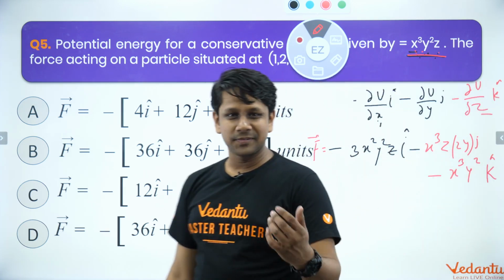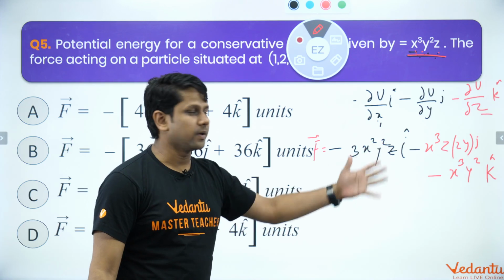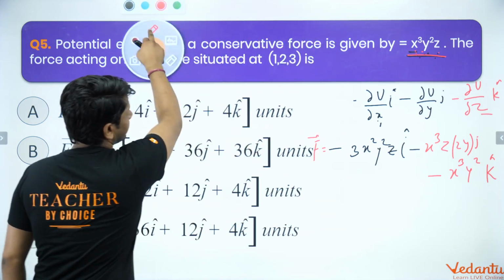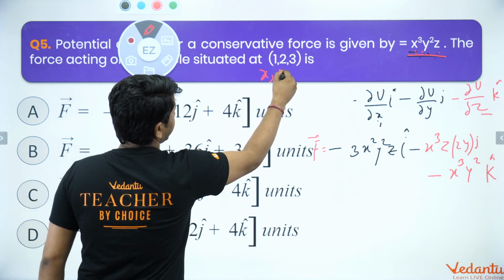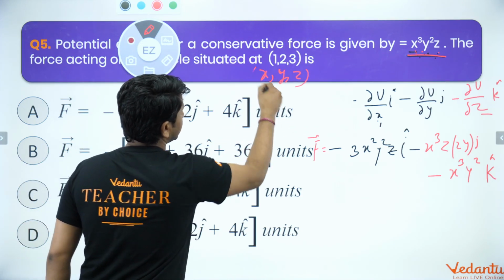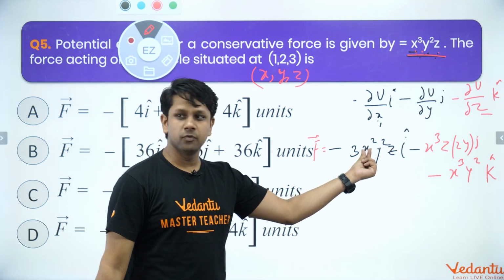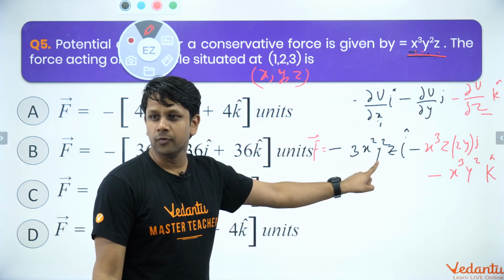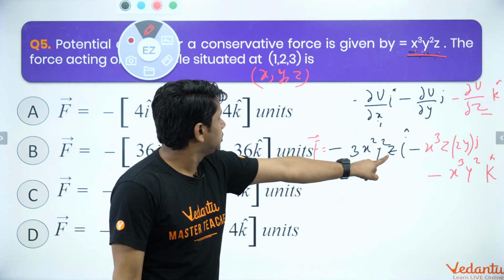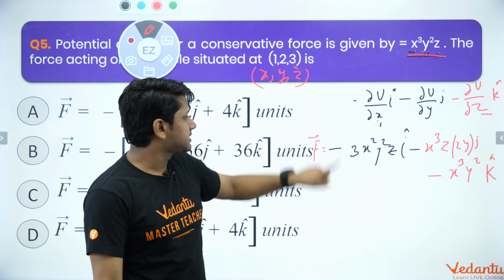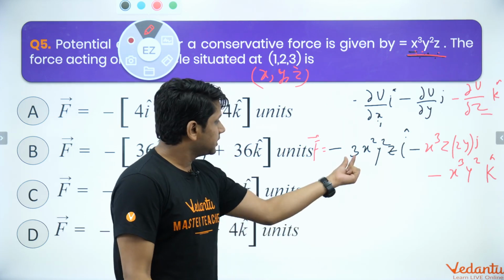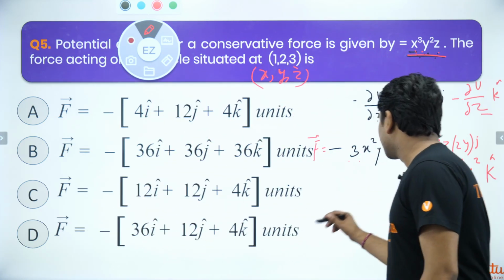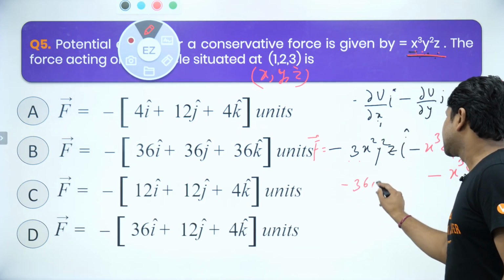अब इतना करने के बाद कुछ भी नहीं है, just put the values of x, y and z. तो देखो x का वैल्यू कितना रखना है हमें as per the coordinates given. x is 1, y is 2, z is 3. Put यहाँ पे 1, तो 1 square will be 1 only. y which is 2, 2 square will be 4 and then 4 into 3 because z is 3, that is 12 and 1 3 is already there, so 12 3s are 36. तो यहाँ पे आपको मिल जाएगा minus 36 i cap.